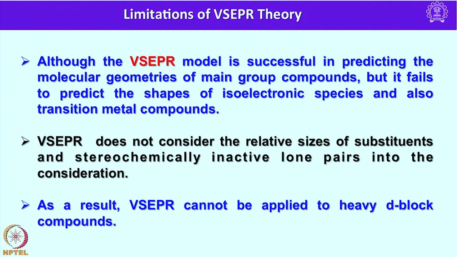As a result, one needs to look for a different bonding concept, especially for explaining the bonding in transition metal complexes. Of course, in case of transition metal complexes, 3 theories have been successfully used. One is valence bond theory, another one is crystal field theory, and another one is molecular orbital theory. In case of crystal field theory, we always talk about the ligands and metal ions as point charges, and the interaction between the metal and the ligand is purely electrostatic in nature. If the metal is cation and the ligand is anion, it is ion-ion interaction. If the metal is cation and the ligand is neutral, it is called ion-dipolar interaction.